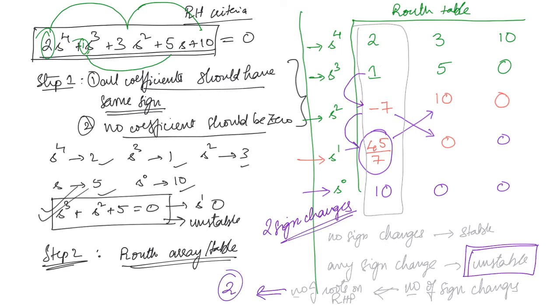So this is how you do the Routh-Hurwitz criteria. So this is a straightforward case, but you will also have some special cases. So in these special cases, the element will become 0. The element in the first column of the Routh array may become 0. So this is a special case which we will consider in the next lecture.